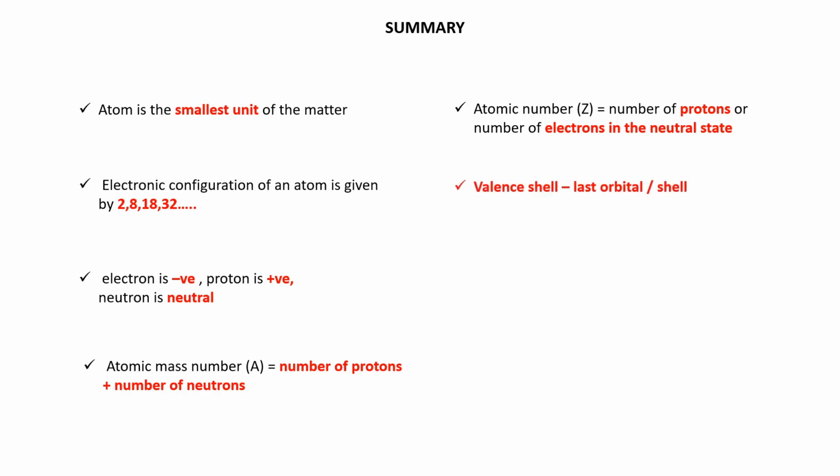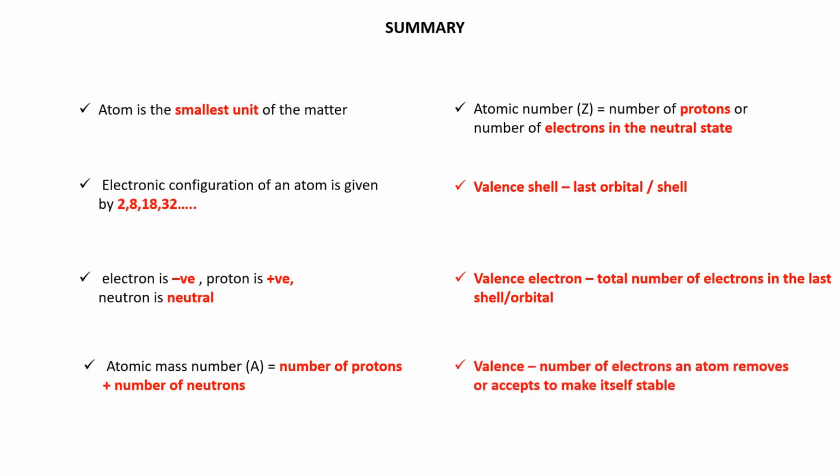The sixth point is valence shell is nothing but the last orbital or the last shell. The seventh point is valence electron is nothing but the total number of electrons in the last shell or the orbital. And the last point, the eighth point, is valency is nothing but the number of electrons of an atom that it removes or accepts to make itself a stable ion or a stable atom, or to maintain the stable electronic configuration. I hope that everything is very much clear to you all.